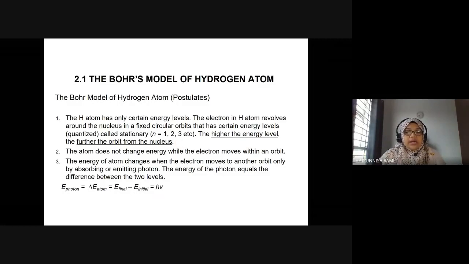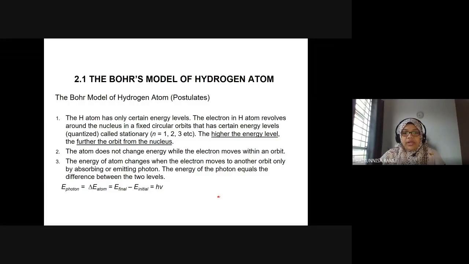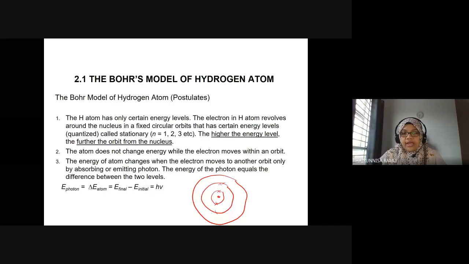Actually, this is what I think you studied during secondary school. You learned that we have a nucleus, right? And then you draw circles like this, or you put electrons. The first shell, second shell, third shell. The one very close to the nucleus, where you put an electron for example, you call the nearest energy level. Then you go outward, so you go to a higher energy level. The higher the energy level, the further the orbit from the nucleus, so the distance gets bigger. So this is actually the postulate from the Bohr model.